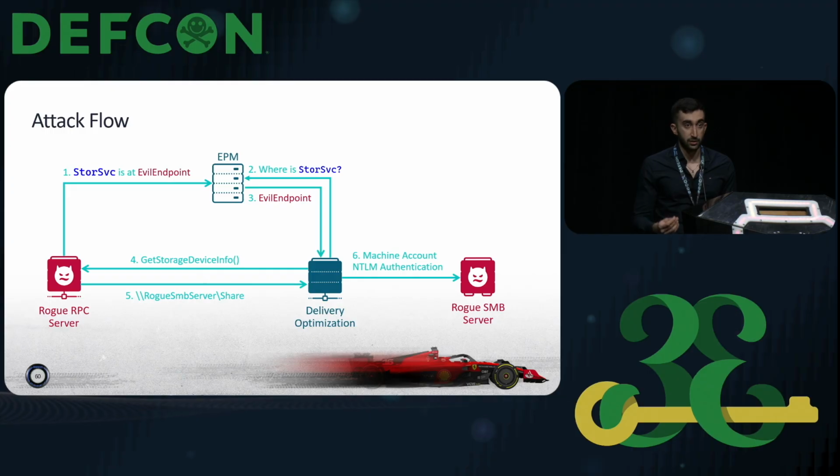It will connect to it with a dynamic endpoint, which means it will query the EPM and get the endpoint that we registered. Then it will invoke the method getStorageDeviceInfo, and in return it will receive an SMB share to a server that we launched. The final step will be the delivery optimization service authenticating to us with the machine account credentials, and us relaying this authentication.